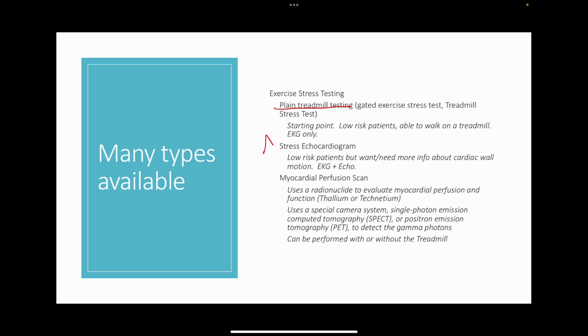Stress echo. This is a lot of what I do with the basketball stuff when I do the stress echoes. Low risk, but need more information about cardiac wall motion. Wall motion abnormalities: is their left ventricle squeezing right? You want to stress them out and look at the wall motion on the echo. So as soon as they're done with their treadmill, they have to jump immediately onto a table and lay down, and the ultrasound technician will do the extra scan on them and see how their heart wall motion is doing.